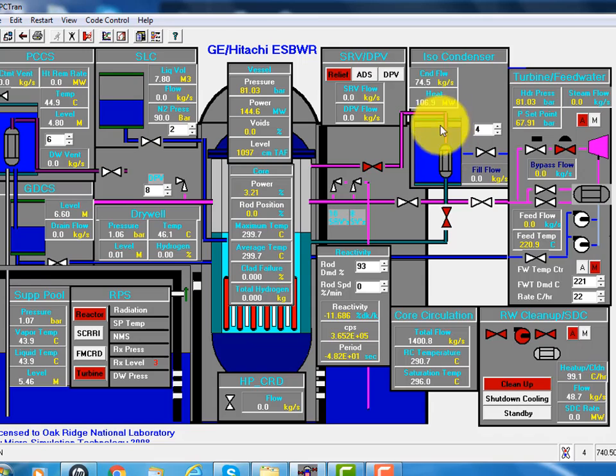ESBWR uses the isolation condenser. That was also used in early BWR2. So the valve to the isolation condenser outside the containment opens and condenses in the pool. The condensate returns to the core. So it's a continuous cooling without any coolant loss or makeup compensation.